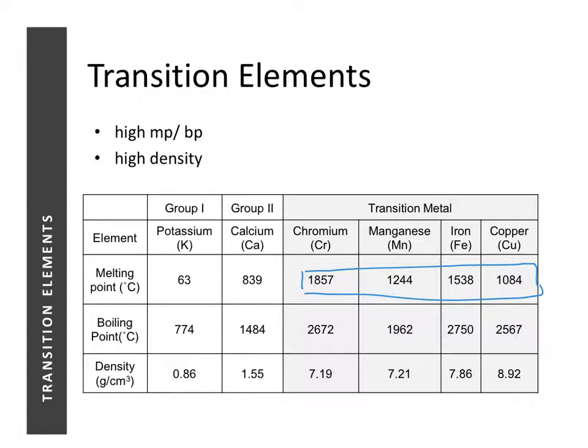Next, we look at the densities. Right now the density is around 7 to 9, so they will actually sink in water. So this is characteristic of most metals: high melting point, boiling point, high density.